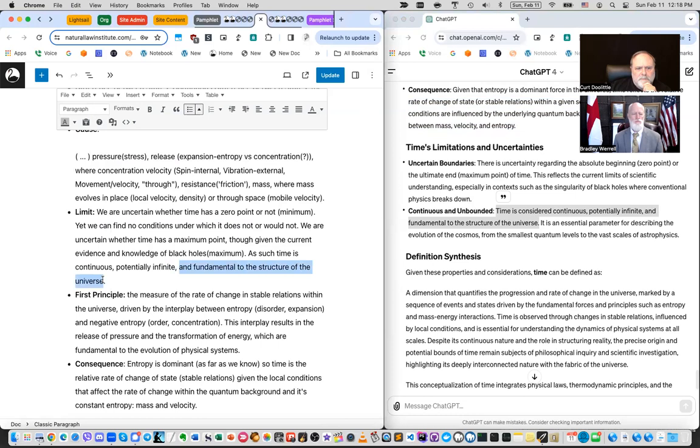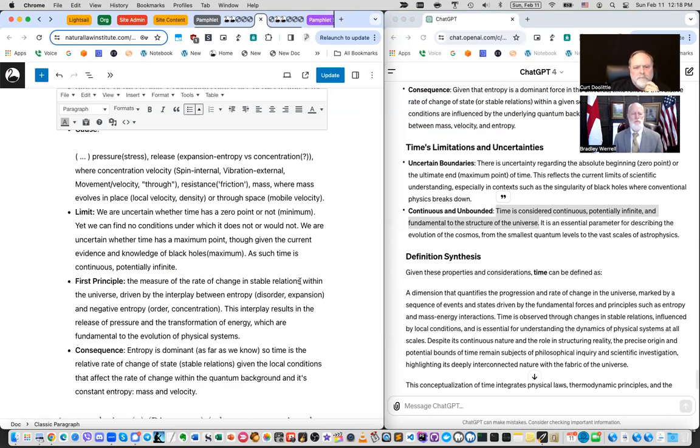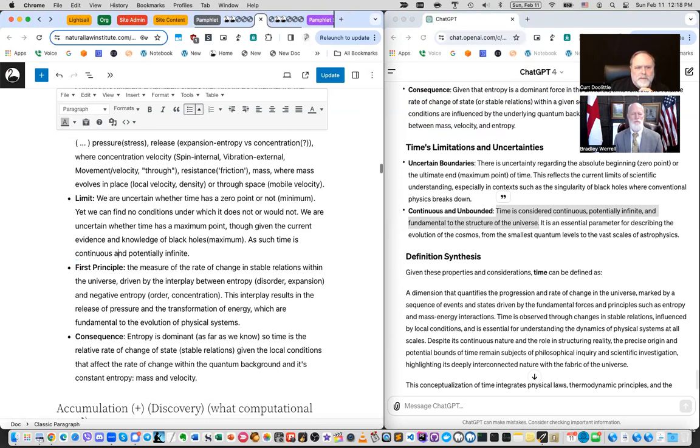Does this mean anything? That doesn't mean anything. There you go, it's sufficient. It's not quite right. Zero point, as such time is continuous. Additionally variable. Continuous is a different word.